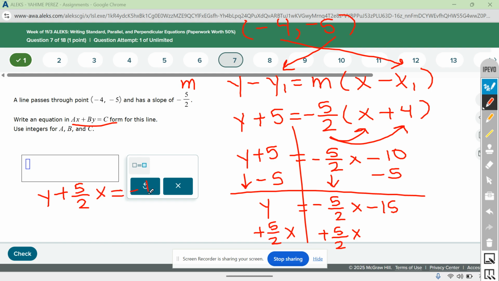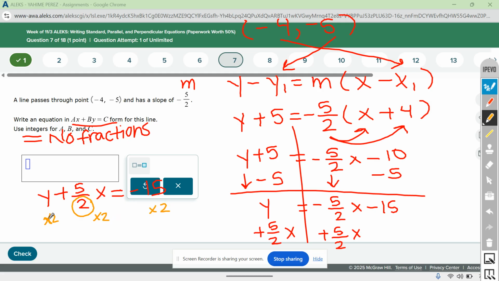5/2x equals -15. However, they do want it as integers, right? They want no fractions. So if they want no fractions, and I have a fraction here, I'm going to take what I have in the denominator, which is 2, and I'm going to multiply all the terms by 2.